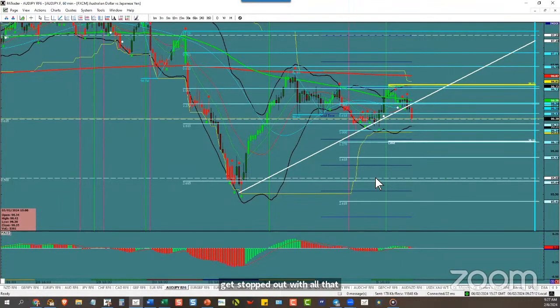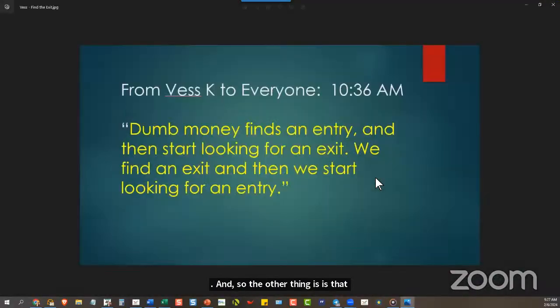All right. So we major in risk. We never major in reward. And the other thing is that we never make an entry unless we know the exit. Dumb money finds an entry and then starts looking for an exit. We find an exit and then we start looking for an entry.